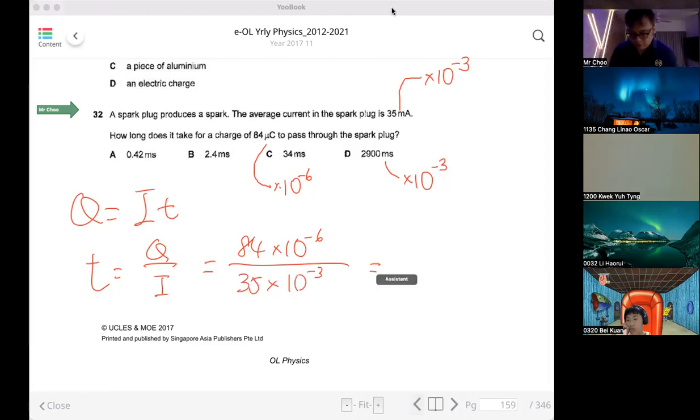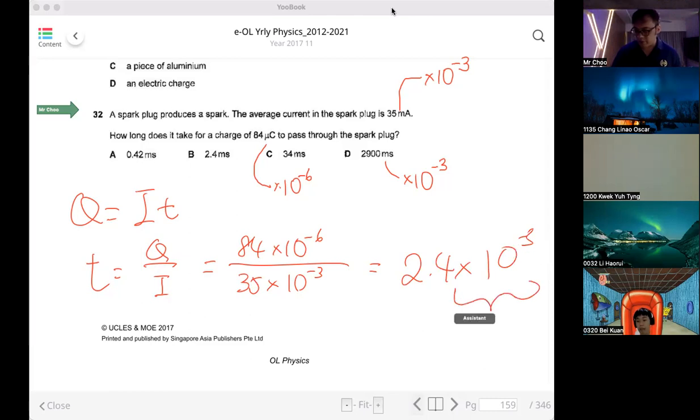Okay, and then after you do this, you'll get the answer 2.4 times 10 to the power minus 3. Times 10 to the power 3 is micro. Okay, so the answer for this will be 2.4. So not micro, sorry. Times 10 to the minus 3 is milli. So the answer will be 2.4 milliseconds. Answer is B. Okay, Yiting, you understand where it goes wrong?